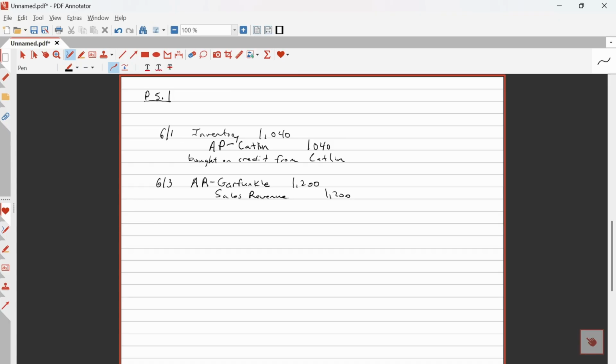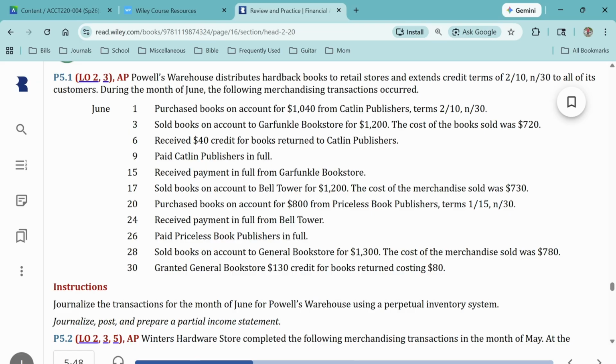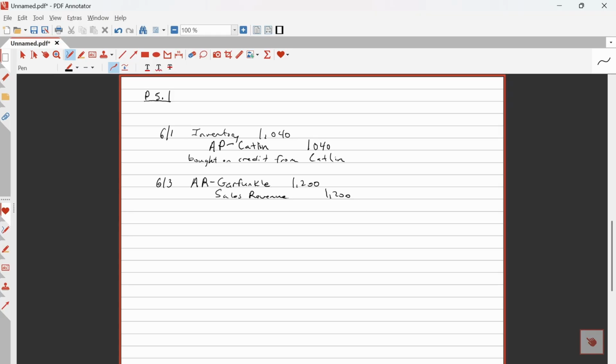All right, if we only did that journal entry, we're not quite done, right? Because we've just given them books that cost us $720. So our inventory should go down by $720, and our cost of goods sold expense should go up by $720. So we make that happen by debiting cost of goods sold expense for $720. That increases cost of goods sold. Expenses are increased with a debit. And then inventory, which is an asset, needs to go down by $720. How do we make an asset go down? Credit it.